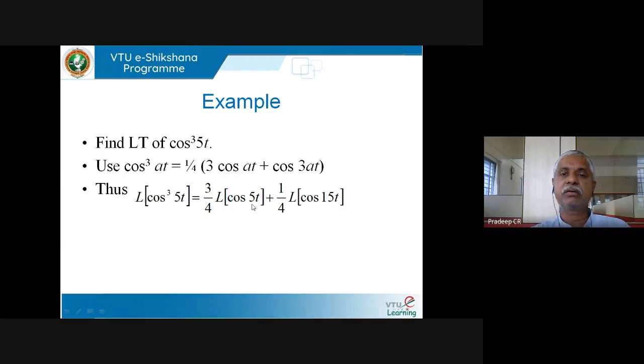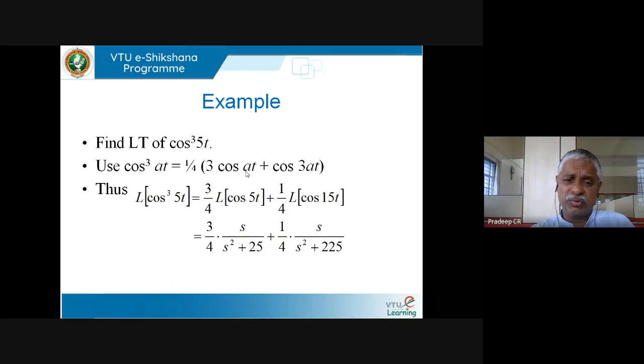Cos pi t I know how to find. This is s by s square plus pi square. This is s by s square plus 3 pi square. So I just plug in those things. That's all. Over. Problem over. Laplace of cos cube pi t is 3 by 4, etc., etc. So again, nothing much we are doing. Just use one of these old formulas which you have learned in your PUC, and then use linearity.